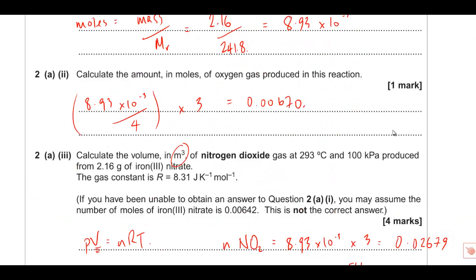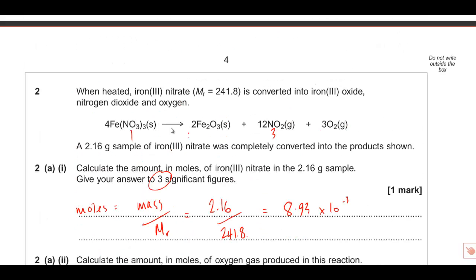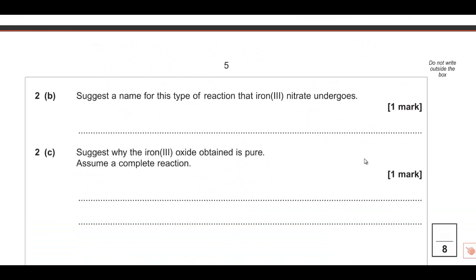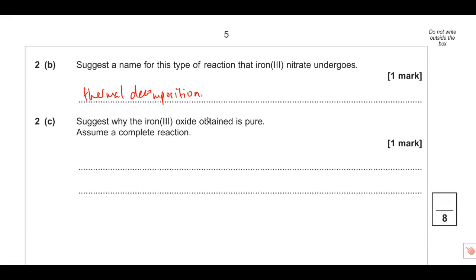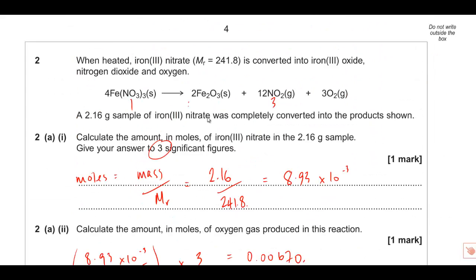So iron nitrate, what kind of reaction does it undergo? Well, I've got one thing breaking down straight away, thermal decomposition, or just a decomposition. We'll call it thermal decomposition there. Suggest why the iron 3 oxide is pure. Assume a complete reaction. This one's quite a nice question. It's one of those suggest questions. Suggest means that it's not necessarily an answer that you definitively will know, but you've got to try and work it out.